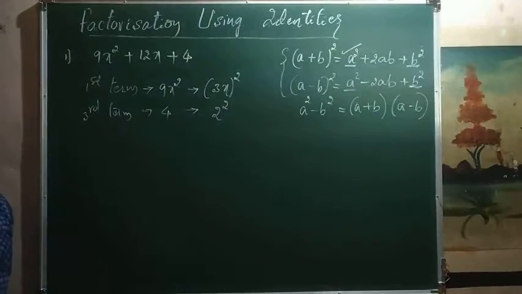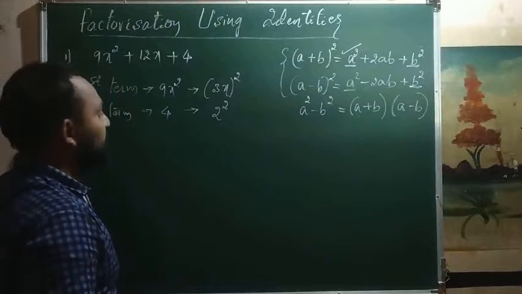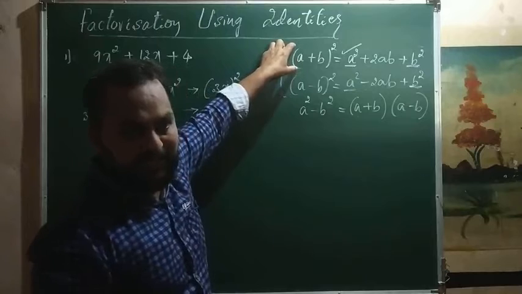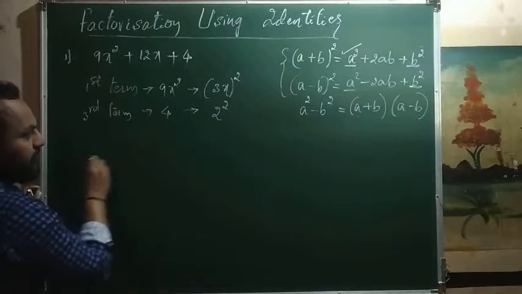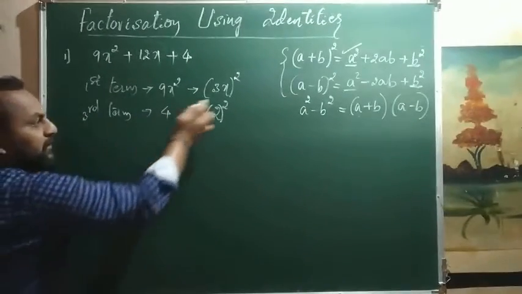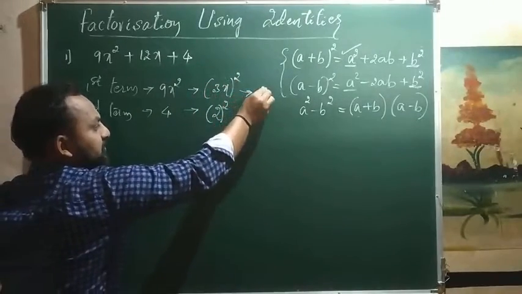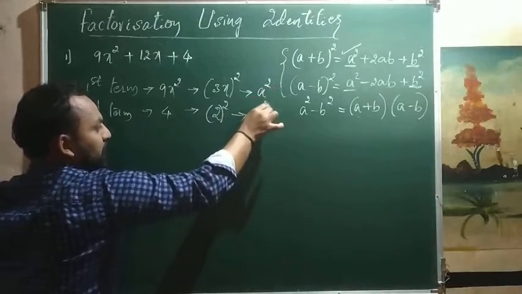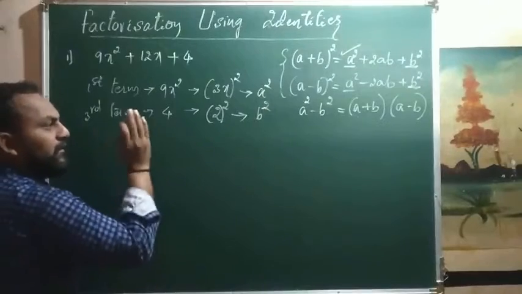2 square is 4. It means the first and the third terms are perfect squares. Now apply the first identity. Then take the third one, here 2 square. Next, a square is 9x square, so 3x is a, and this is b square. Then the middle term.